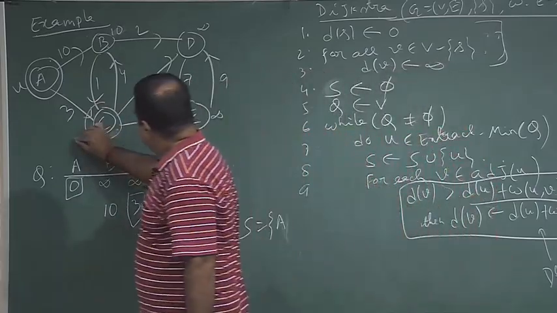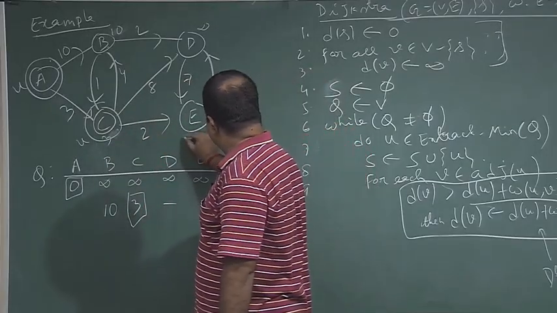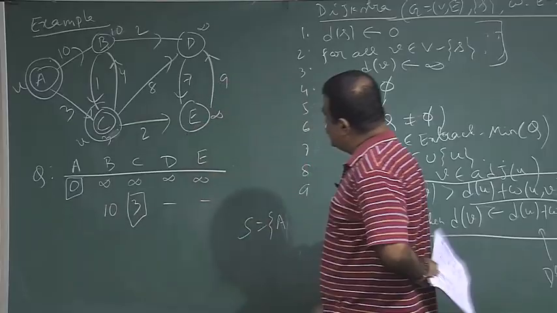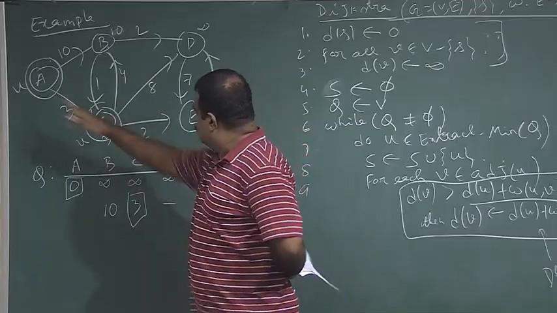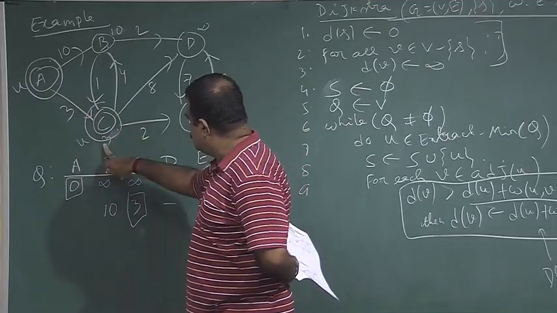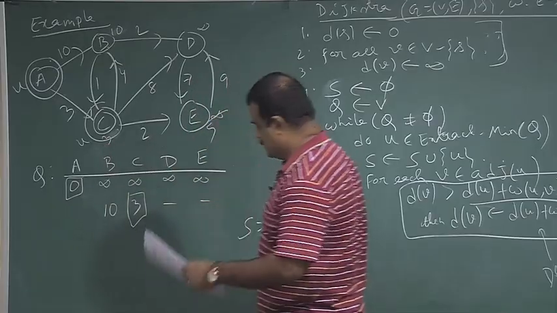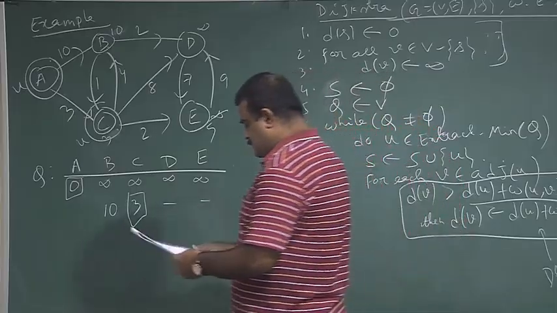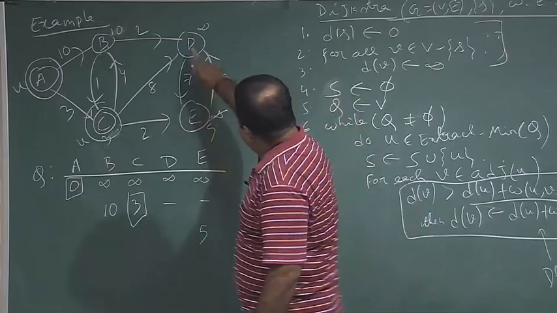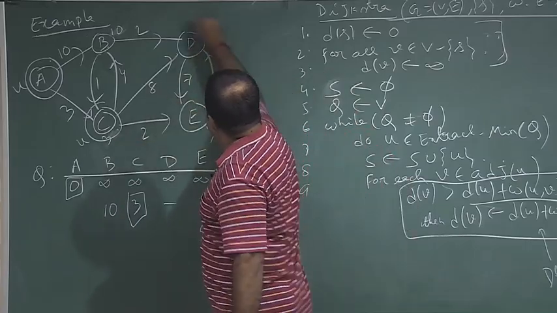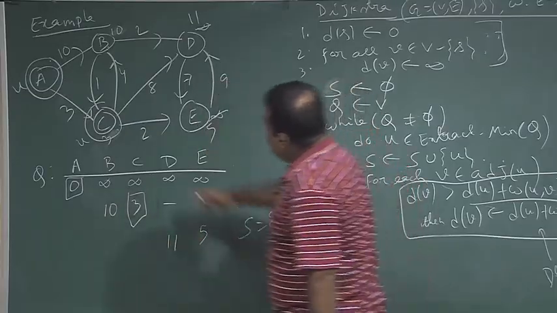Now this is our U. Now who are the V? V is in the adjacency list. So this is V. Now we check the distance of this. It was infinity. Now we have a path from S to this node by 3 and then we have this 2. So this will now be 5. That means E is now 5, and this will now be 11. This is D, D is now 11.